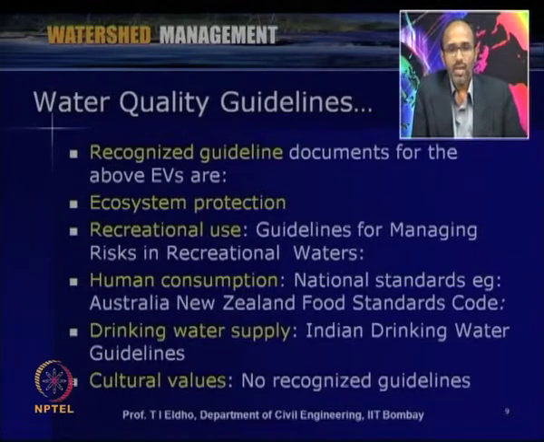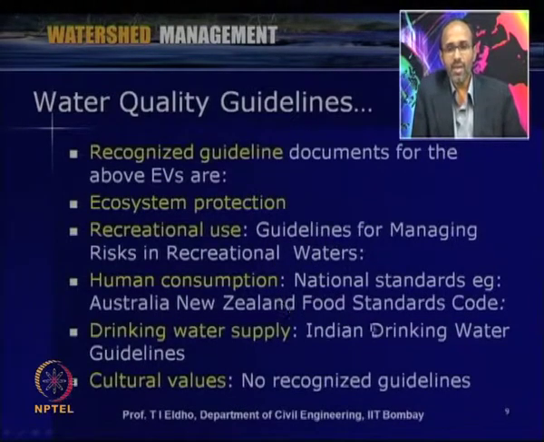It can be for ecosystem protection, or for recreational use, for example guidelines for managing risk in recreational waters. For swimming or for boating, depending on what kind of recreational use the water is put to, we can come up with certain values or guidelines. Then human consumption, like national standards: as we discussed, the Bureau of Indian Standards or European standards, and various other national standards are available, like the Australia New Zealand Food Standards Code. Accordingly we can set our guidelines.